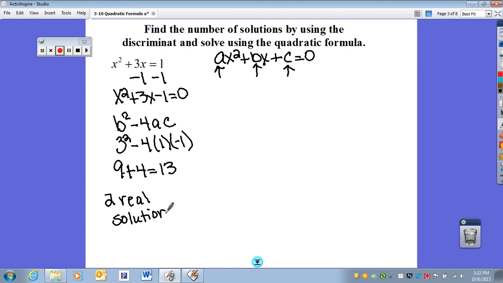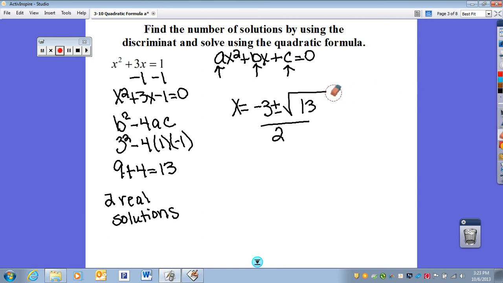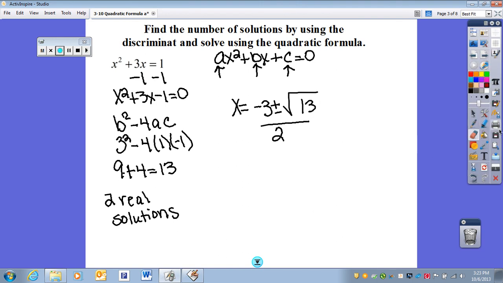So let's finish by finding the solutions using the quadratic formula. So we have x equals negative b, the opposite of b is going to be negative 3, plus or minus the square root of b squared minus 4ac. Well, I've already calculated that to be 13, so I don't need to rewrite that whole thing. All over 2 times a. A is 1, so 2 times a would be 2. And we're going to leave this in simplest radical form. So here are the two solutions, negative 3 plus or minus the square root of 13 all over 2.